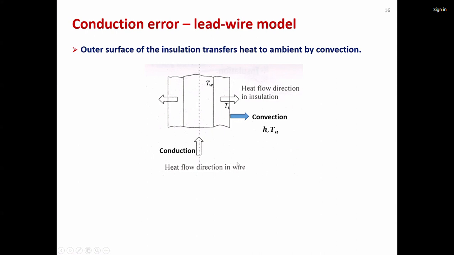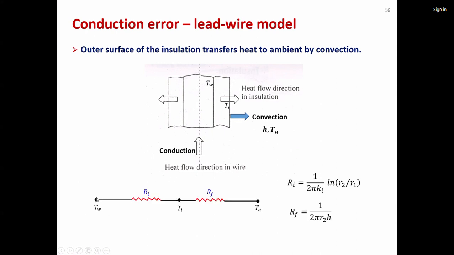Okay. So how do you create a circuit? You have the temperature of the wire, TW, somewhere here. And then this is the temperature of the insulator, which is the temperature here. So between the edge of the wire and the edge of the insulator, you have the insulation resistance, Ri. And then from the surface of the insulator to ambient, there is another resistance, which is known as film resistance. This is the convection resistance. This is the conduction resistance.